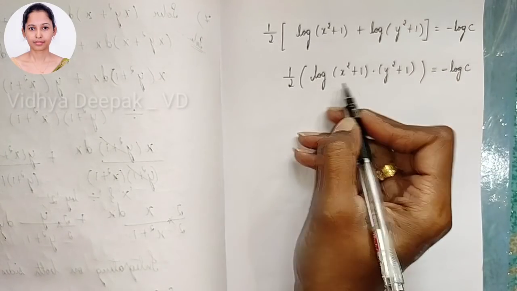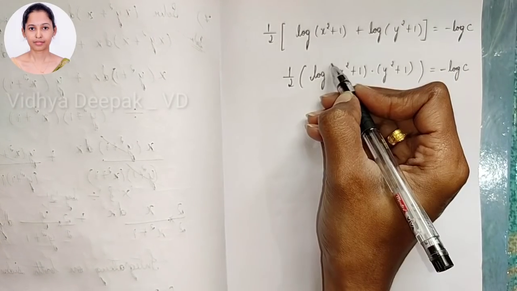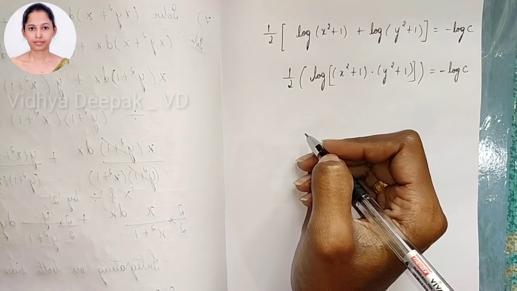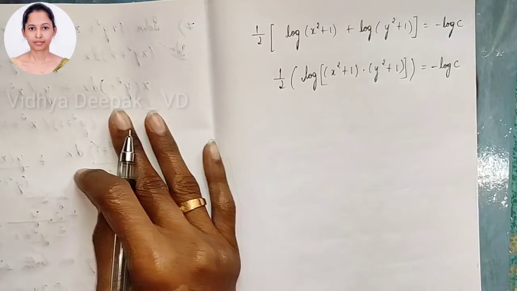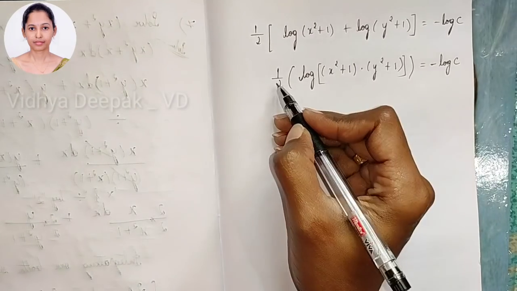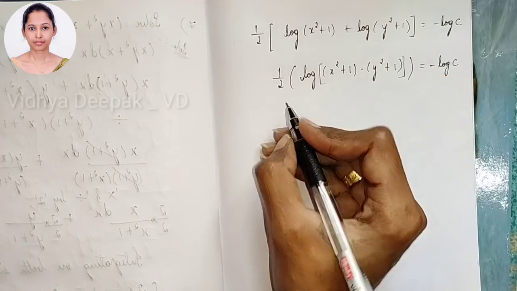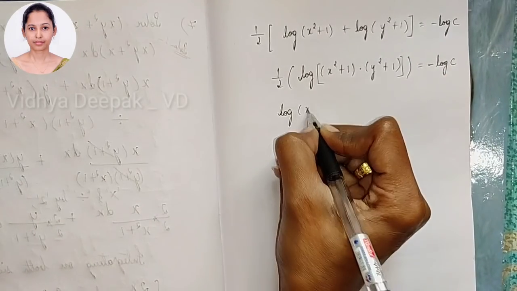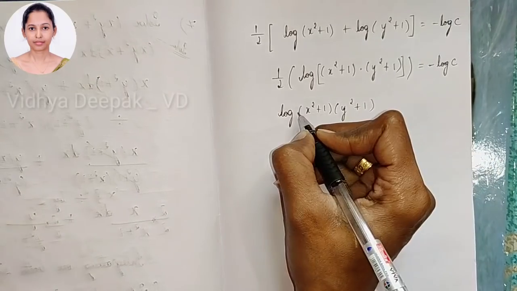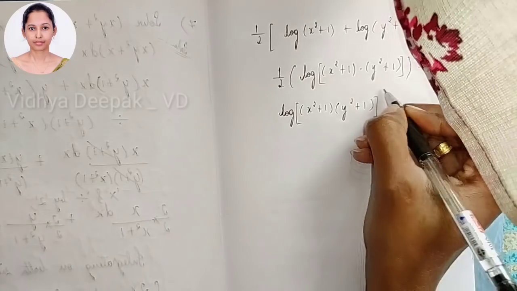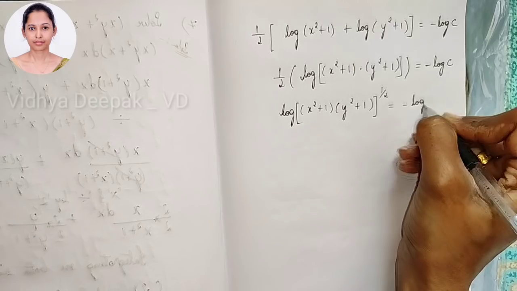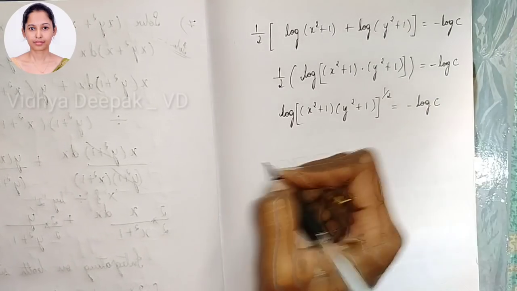So now here I can see this is in the form of n log m. Log m power n can be written as n log m, right? So I can make it as the power of this. So we have log of x square plus 1 into y square plus 1, to the power of 1 by 2 is equal to minus log c, right?